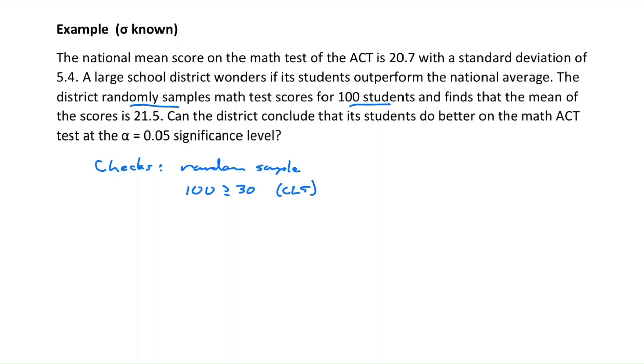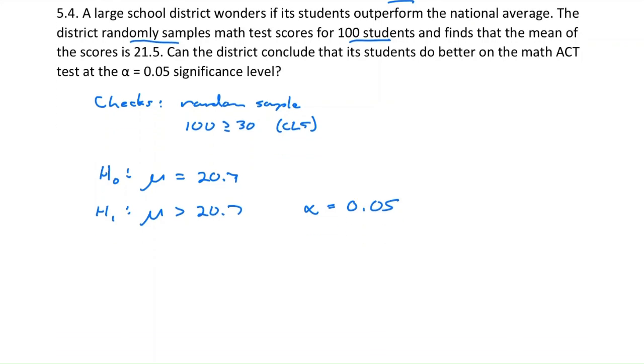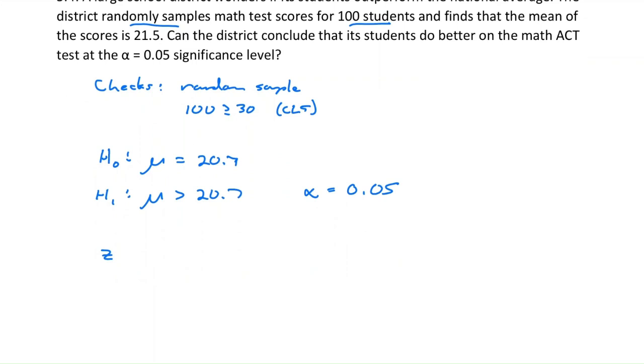So with that in place, let's go ahead and write our hypotheses. So in this example, mu is, again, the national average of 20.7. And the school believes that their students are doing better, that their scores are greater than 20.7. And we are going to test this at the alpha value of 0.05. All right, so we've done our checks, we've set up our hypotheses. The next step now is to actually work towards finding P. So to find P, in this case, we're going to find Z first.